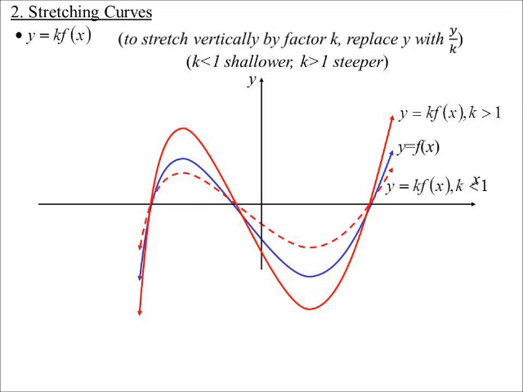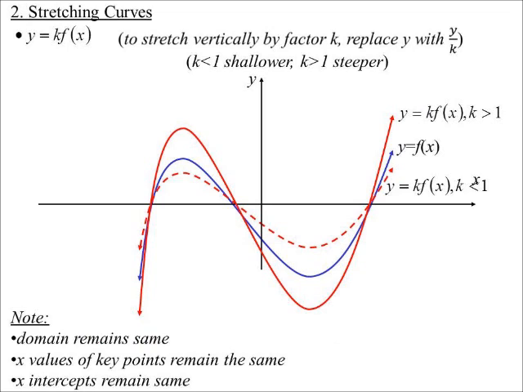If I was going to multiply it by a constant less than 1, I'd end up with this shallower curve. So it's like I've pulled it up or I've pushed it down, depending on what the constant is. Now when we're talking about vertical stretching, it has no effect on the domain whatsoever. The range might change, in this case it didn't of course because it was all real y anyway, but the key point is the y values have changed.